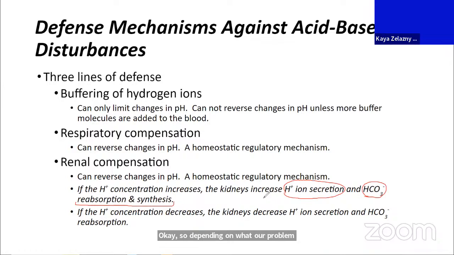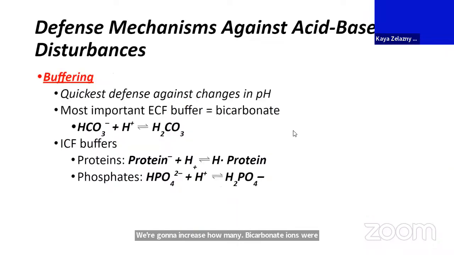So depending on what our problem is, we might do this in either direction. So if we have more hydrogen ions, so an increase in this concentration, which means a drop in pH, we'd want to get rid of our hydrogen ions and add more bicarbonate into our plasma. If we have the opposite situation, so here we have our alkalosis, we're going to want to decrease how many hydrogen ions we're secreting. We're going to increase how many bicarbonate ions we're reabsorbing. Okay. So the quickest thing, buffering, helps us have a very fast response to a change in pH.